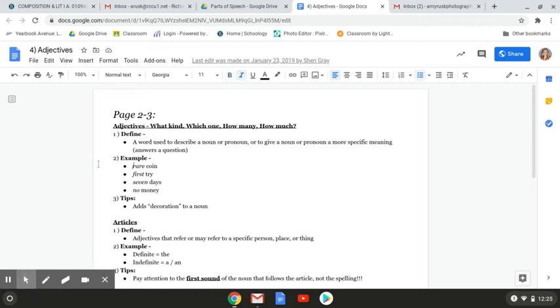Some examples, a rare coin. That answers what kind of coin? A rare coin. Rare is your adjective describing coin, which is your noun. First try. Which try? The first try. First is your adjective describing try, your noun.